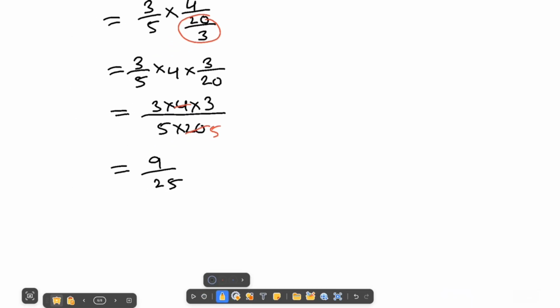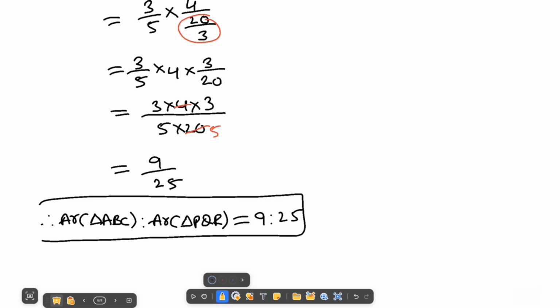So therefore the area of triangle ABC is to the area of triangle PQR is equal to 9 is to 25. So this is the answer.